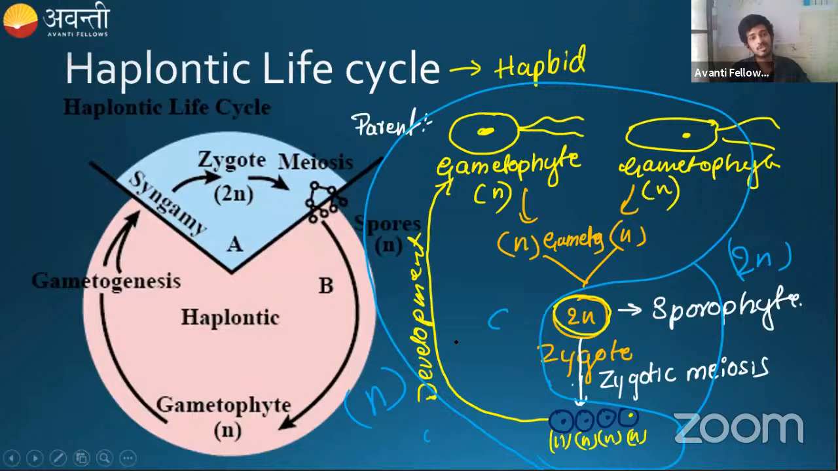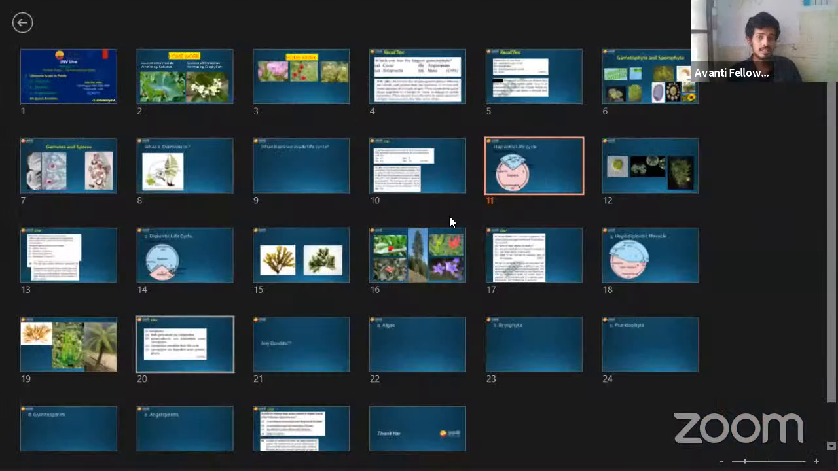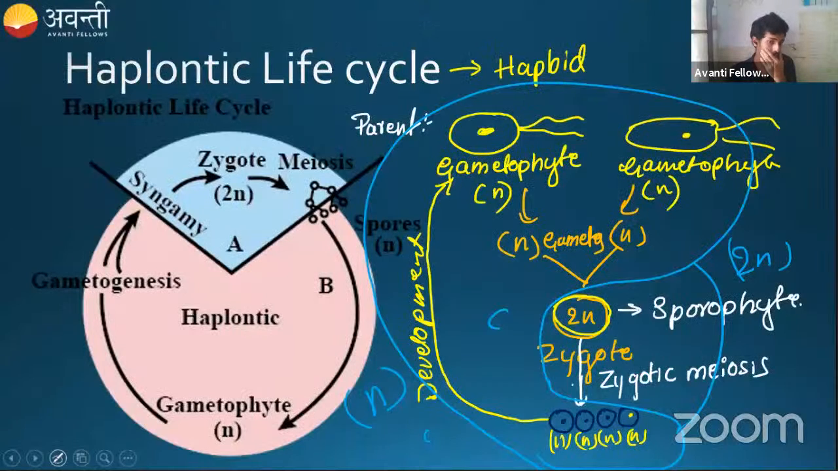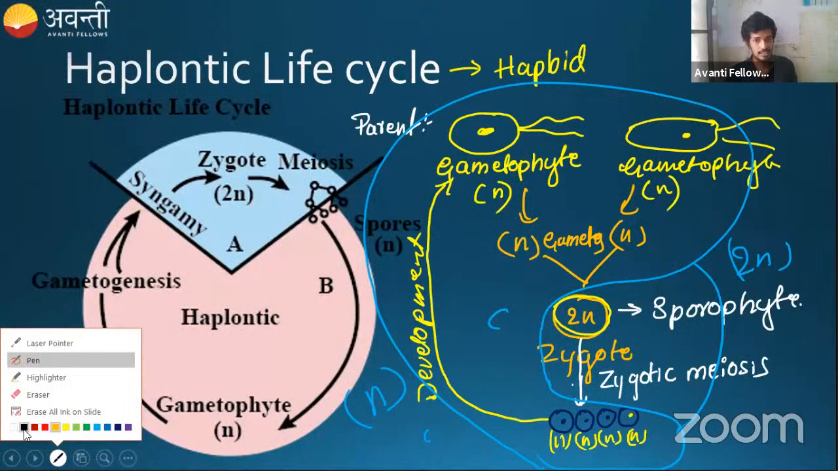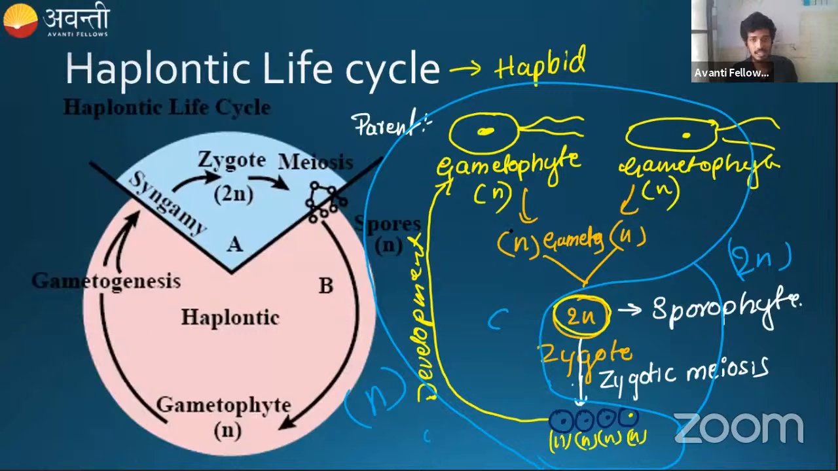Is the zygote also called syngamy? No, the zygote is not called syngamy. The zygote stage is actually the result of syngamy. Here, fertilization happens. I use the term syngamy also. Syngamy is happening here. After the syngamy, it gives the sporophyte.